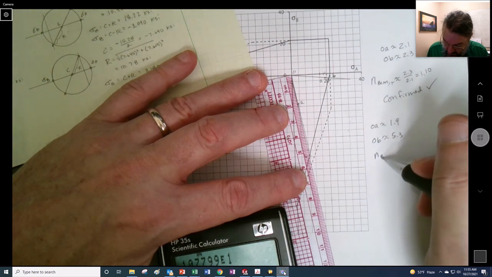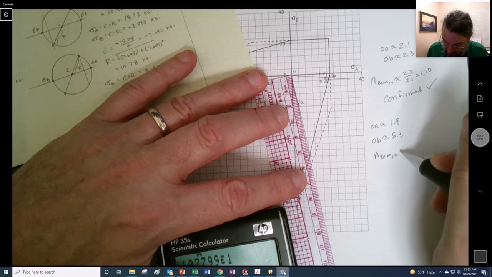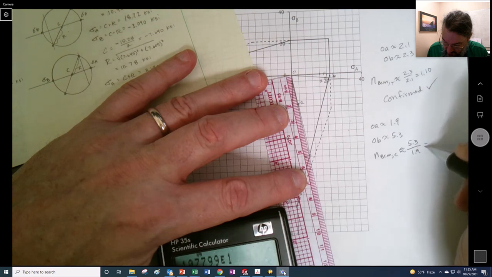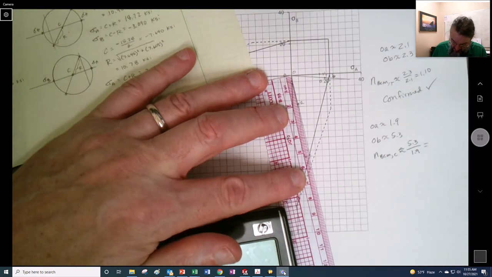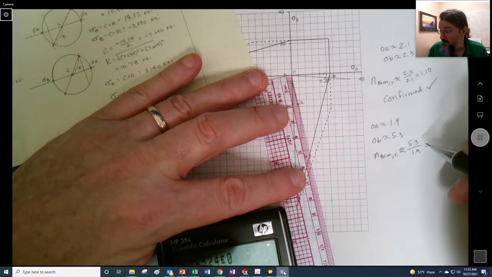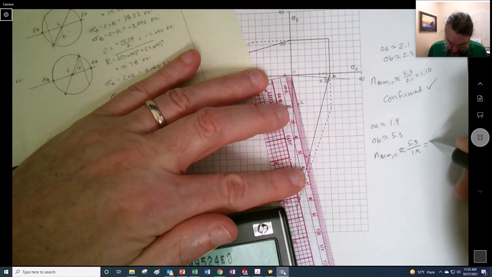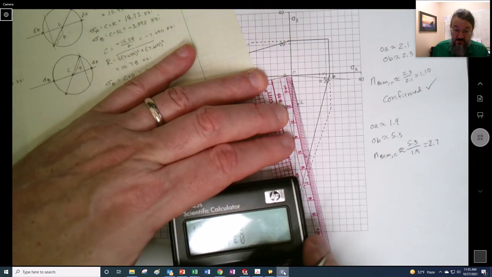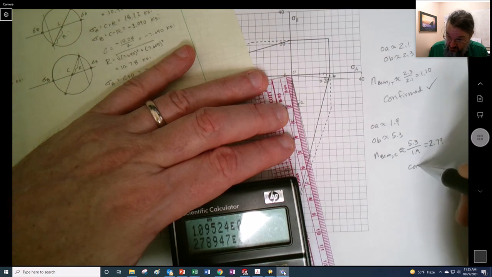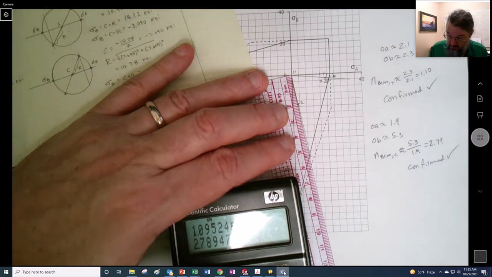So B compression, approximately 5.3 divided by 1.9. And 5.3 and 1.9, boom. How far off do we get? Oh, not too bad. 2.79, call it. You can see I got 2.789. It's 2.79. And so that's confirmed. Put a little R in there.